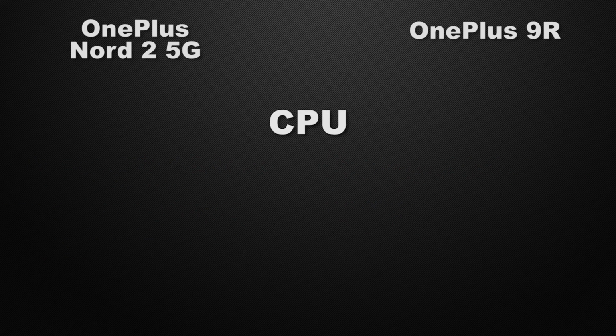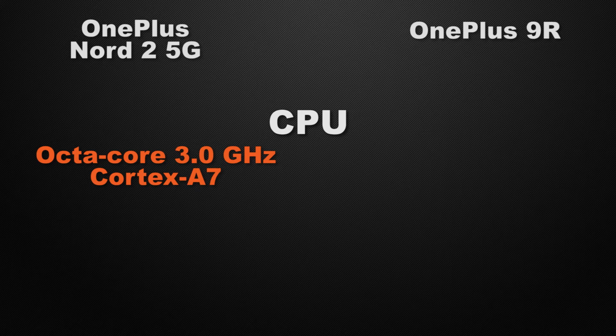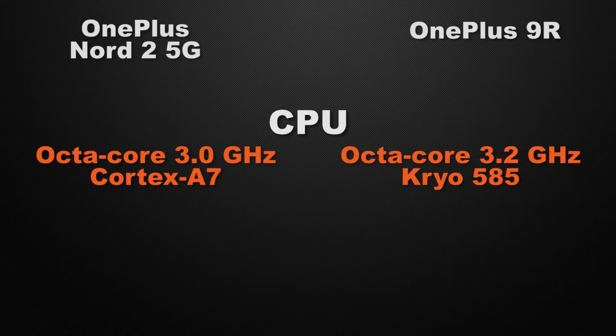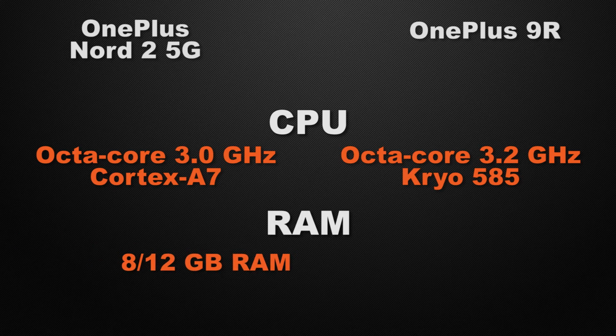in games. Let's talk about the clock speed of the devices. Nord 2 can clock at 3.0 GHz based on octa-core Cortex chipset, whereas 9R can clock at 3.2 GHz based on octa-core Kryo chipset. So the winner here is 9R because it has a much faster clock speed. And about the RAM variants in the devices, Nord 2 has two options, 8 and 12 GB of RAM, whereas 9R has two options, 8 and 12 GB. So again it's a tie because both of the devices have the same capacity of RAM options.